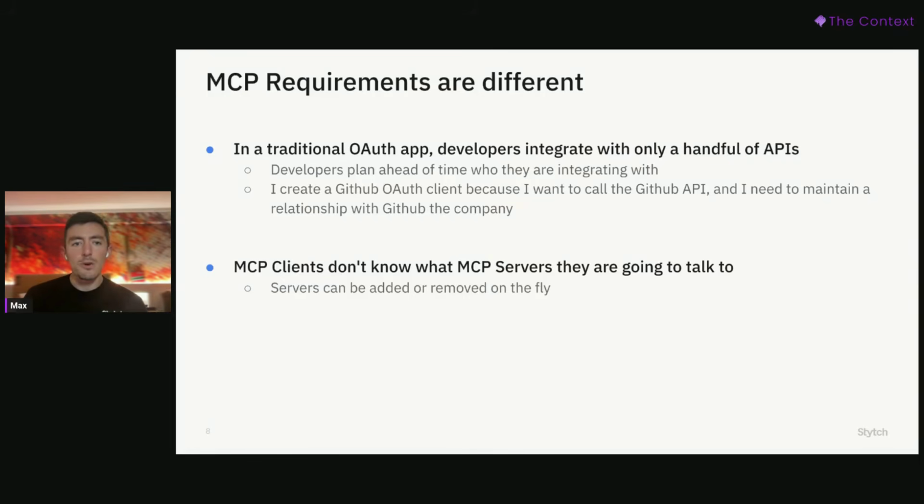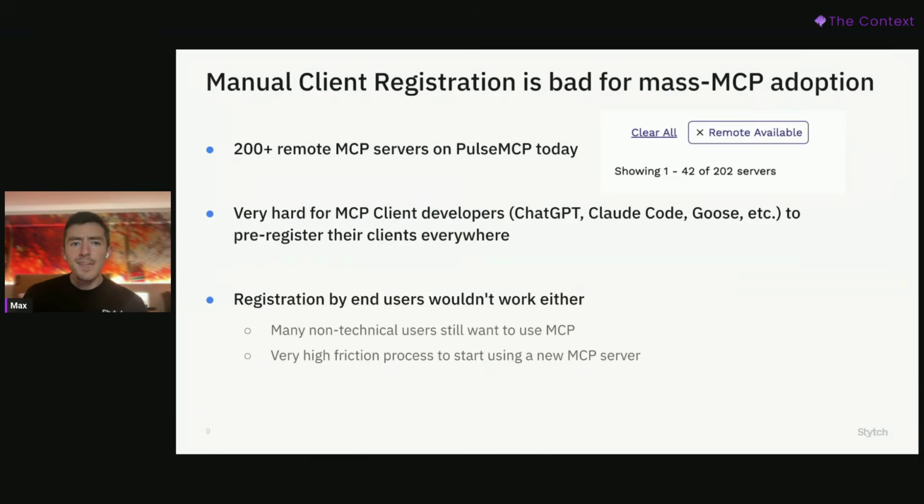And in traditional OAuth development, developers are only integrating with a handful of APIs at a time. And so developers plan ahead who they're going to be integrating with, and they actually want to have a relationship with GitHub, the company. So creating a GitHub OAuth client once isn't that big of a deal. But MCP kind of throws this on its head, because MCP clients don't know what MCP servers they're going to talk to. And these servers can be added or removed on the fly. And this is one of the core proposals of the MCP protocol. And so this manual client registration step is really bad for mass MCP adoption.